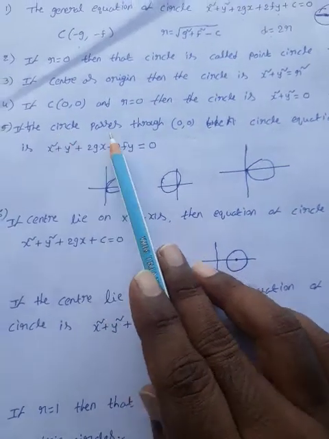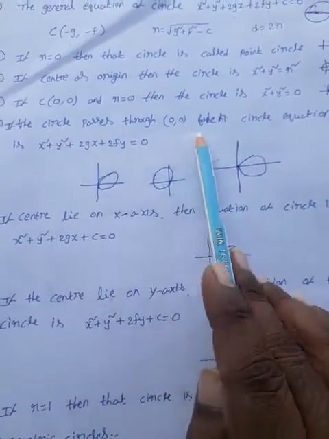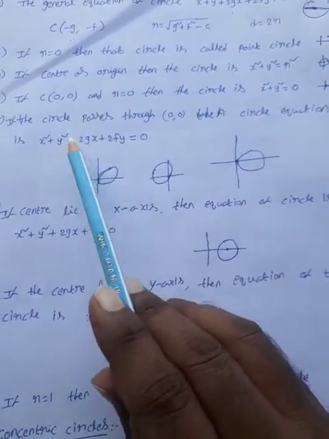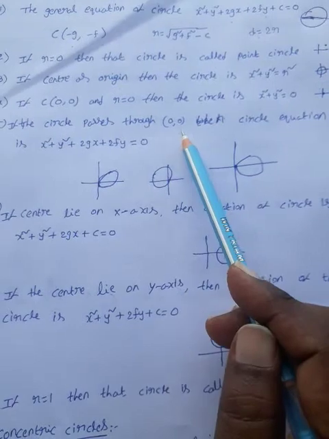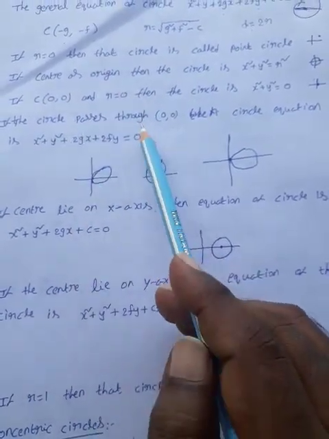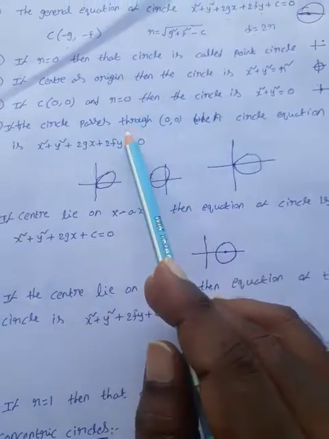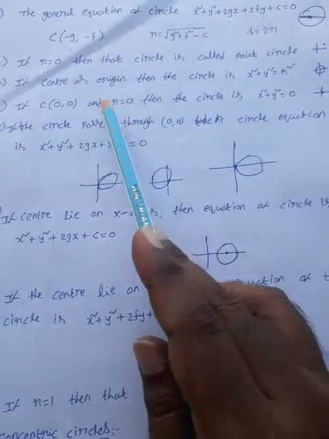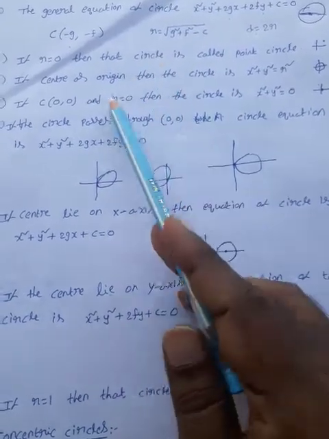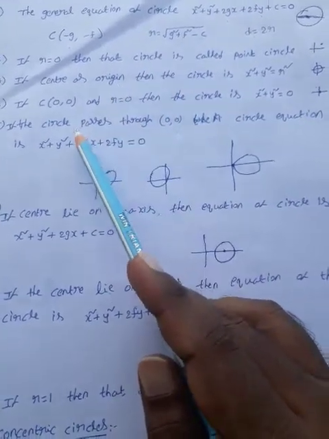Next, if the circle passes through (0, 0), then the circle equation is as follows. Here the center is origin, and the circle passes through origin. These two are different. Center as origin means g is equal to 0, f is equal to 0, or h is equal to 0, or k is equal to 0.